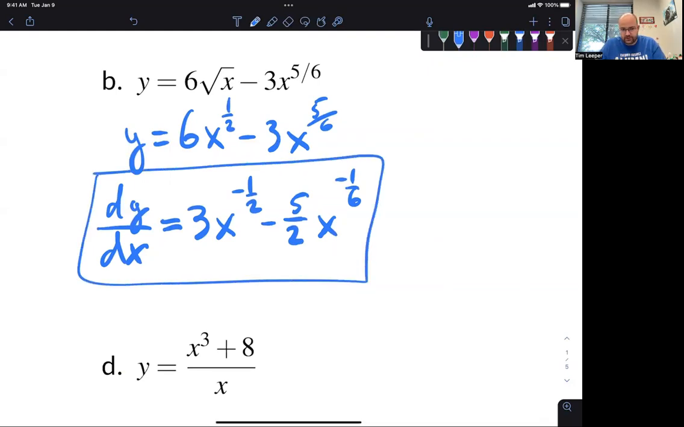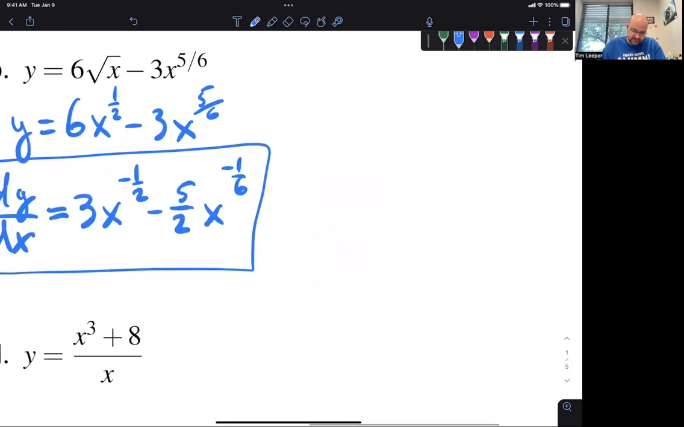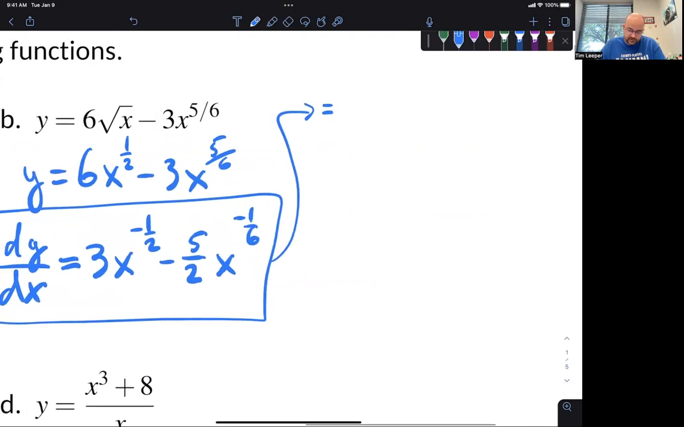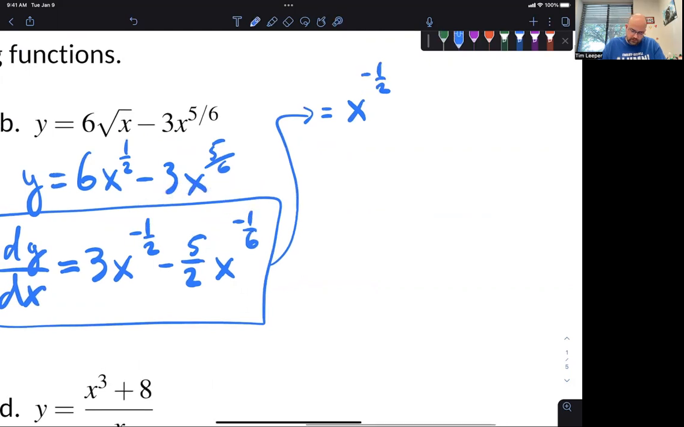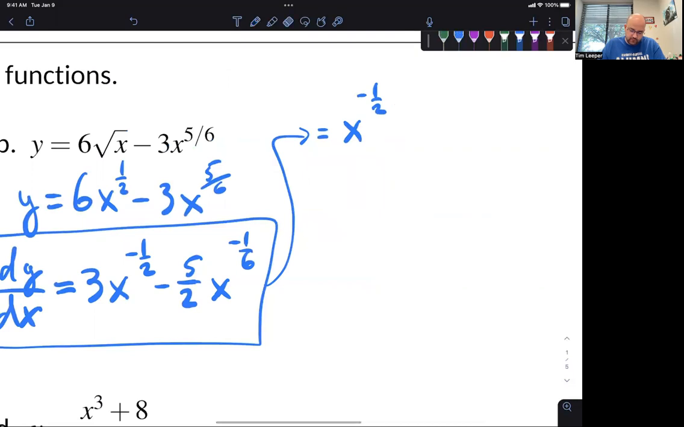But if you don't want to do that, if you want to, you can factor out the greatest common factor here. You would be able to say that this is then equal to, now the greatest common factor here is x to the negative 1/2 power because negative 1/2 is smaller than negative 1/6. So whenever I factor it out, what I'm left over with is 3 because the x to the negative 1/2 divided by x to the negative 1/2 cancel. And then minus 5/2, and then x to the negative 1/6 minus negative 1/2.